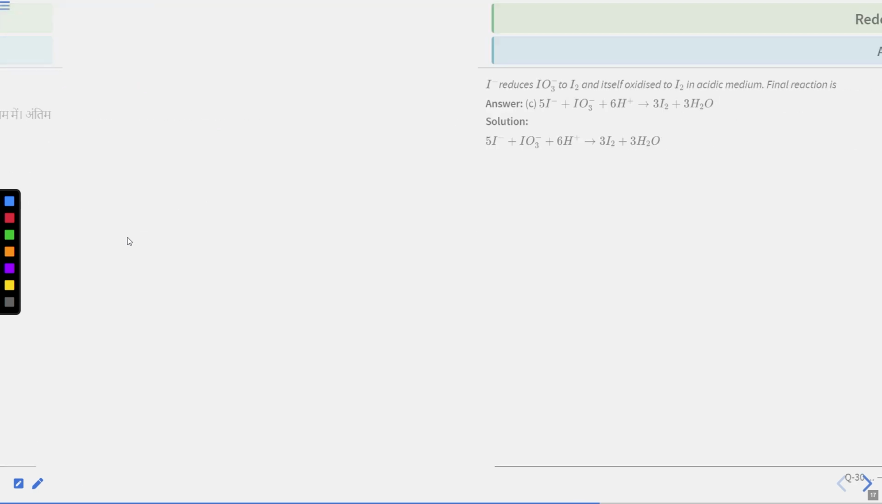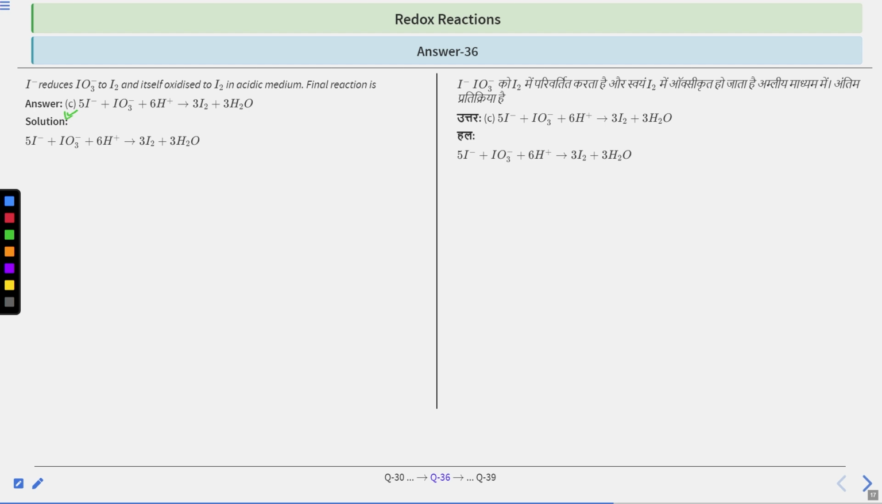Okay, let's see the correct one. That is option C. So this is the correct answer: 5I minus plus IO3 minus plus 6H plus giving us 3I2 plus 3H2O. Right? So this is the correct final reaction in which I minus is reducing IO3 minus to I2 and itself getting oxidized to I2. Right, as we have I atoms in two forms, one as an ion and another as an atom on the reactant side. So this is the final reaction as per the options given. Thus option C is the correct answer.